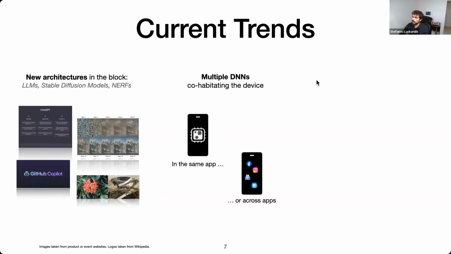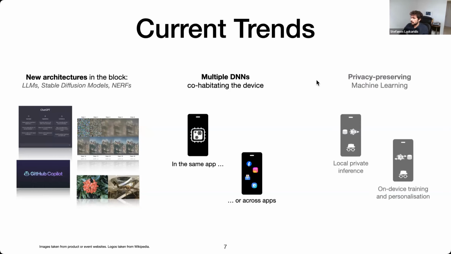Simultaneously, more and more deep neural networks are being deployed, and they reside at the same time on device, both inside the premises of one application and even across applications. Indicatively, more than 50 models can reside in the same device at the same time, not all running at the same time, obviously.